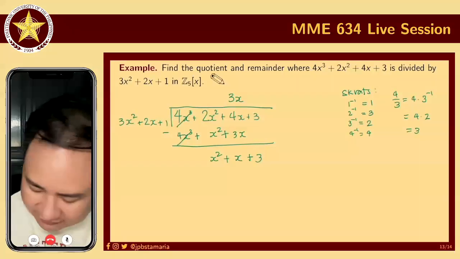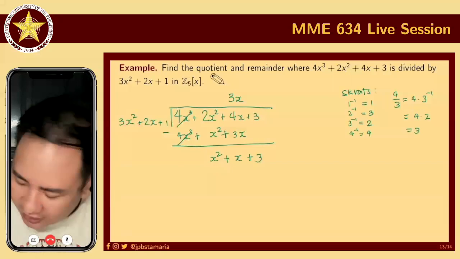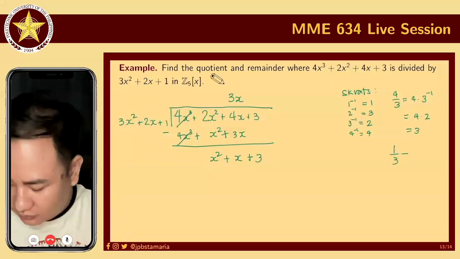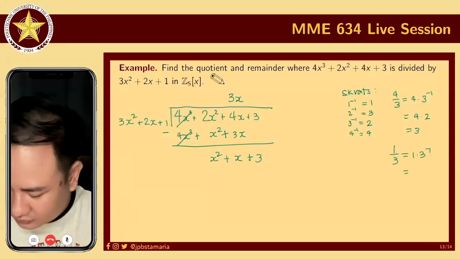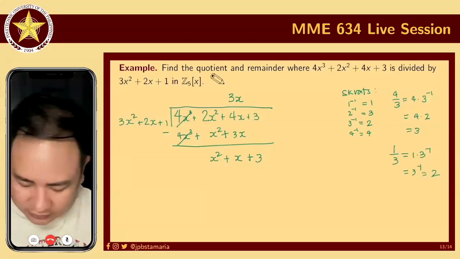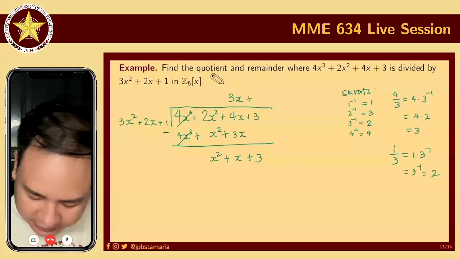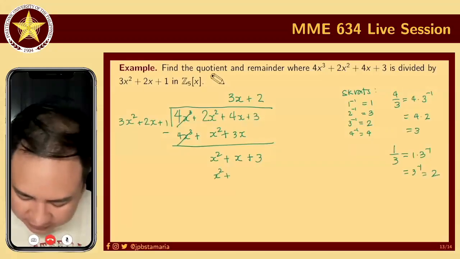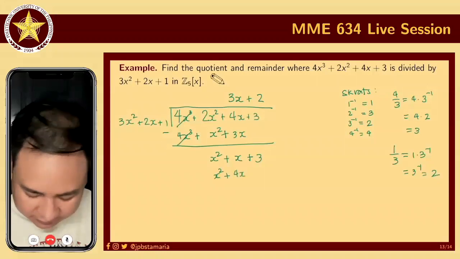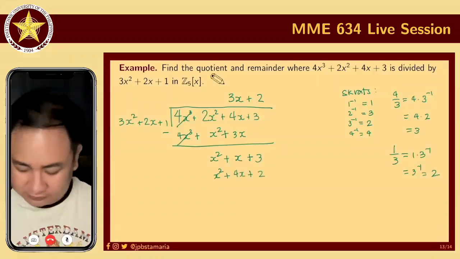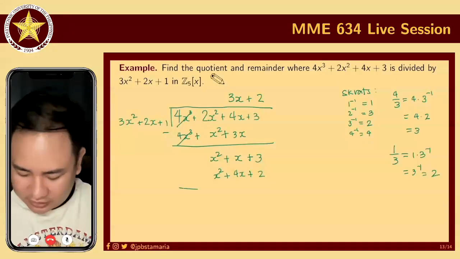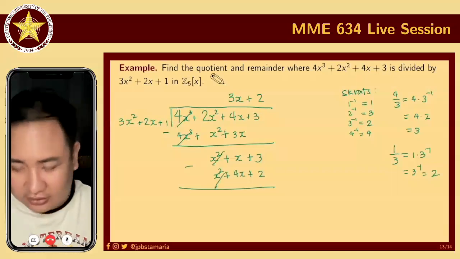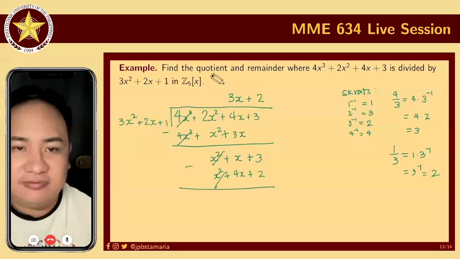So, you still divide. X cubed over 3x squared. Kailangan mo ngayon yung 1/3. 1/3 is 3 inverse lang naman. 2. Kasi ko dito, plus 2. Okay? So, multiply mo ulit. X squared plus 4x plus 2. Okay, subtract. Wala na to. Minus 3x. Ano may minus 3x sa z sub 5?